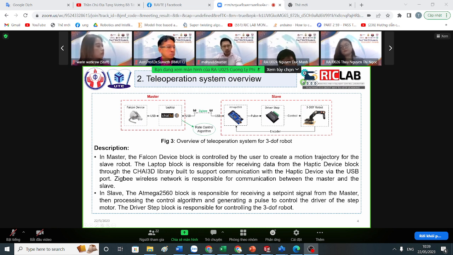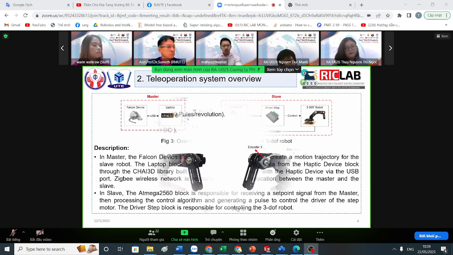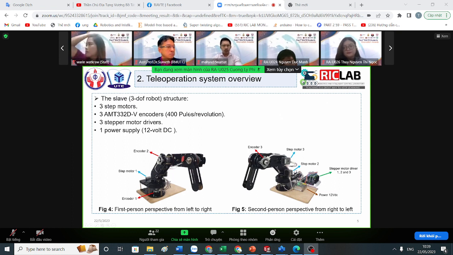In the slave structure, the slave has a 3-step motor: step motor 1, 2, and 3. It has 3 ATM 332D 2V encoders. The encoder has 400 pulses per revolution, encoder 1, 2, 3. A step motor driver controls the step motor, with a 12 volt DC power supply.